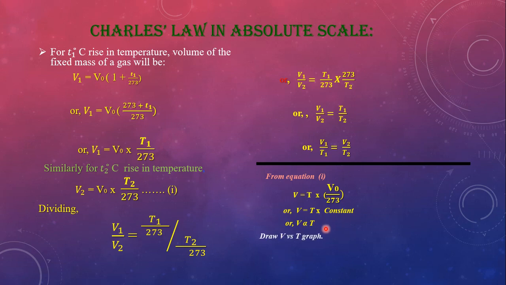So now your job is to draw the V versus T graph. Remember V is proportional to T, or Y is equal to Mx. When C is 0, what kind of graph you should draw, you know that pretty well. So your work for this class is to draw the V versus T graph yourself. We'll meet again in our next lecture.